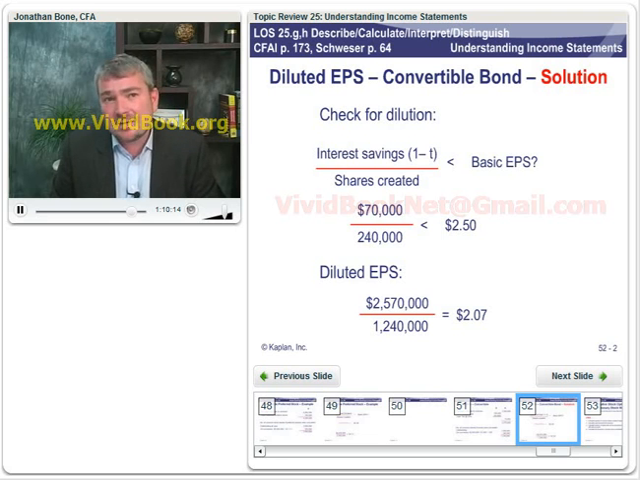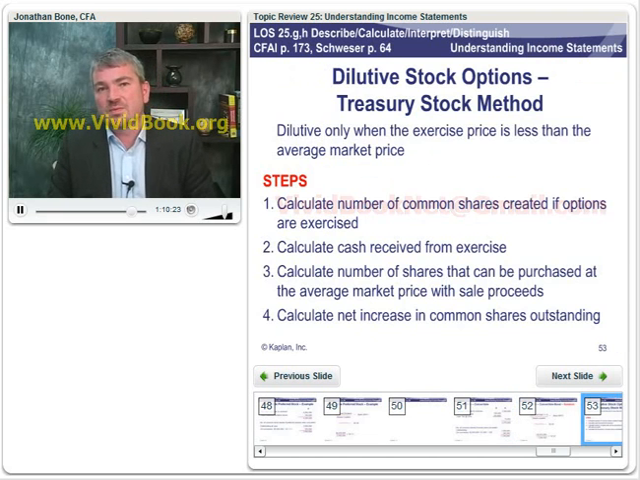Okay, so we've done convertible preferred stock, we've done convertible bonds. What we now need to do is turn our attention to employee stock options and warrants, and the technique is going to be rather different. For employee stock options and warrants, we're going to use something called the treasury stock method.